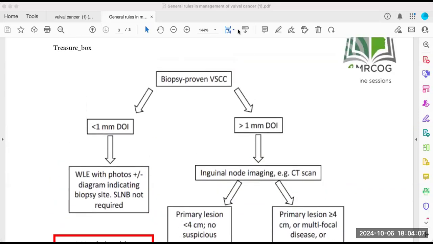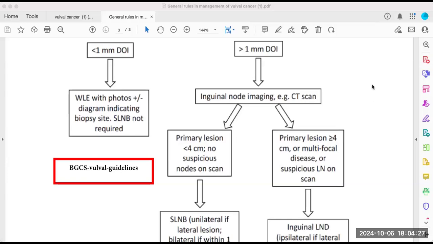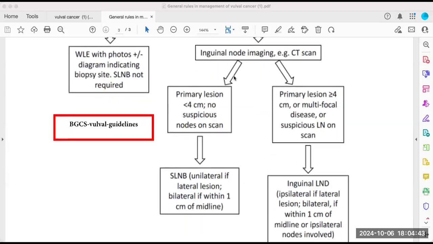Okay, good. So how about if I have more than 1 millimeter depth of invasion? That means I am dealing with the further stages, right? Before deciding what type of surgery is needed, I need to do an inguinal lymph node assessment, by clinical examination and by imaging, all techniques can be used. So if after the assessment I have a primary lesion less than 4 cm and no suspicious nodes on the scan, which is very important in the question, that examination was fine and scan was fine.